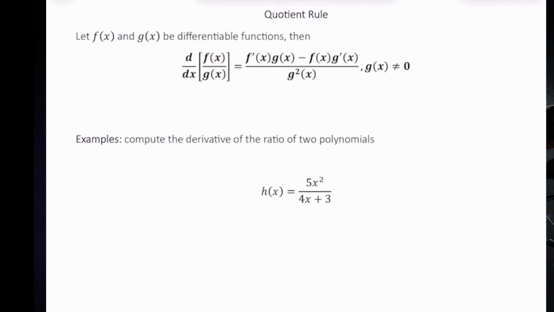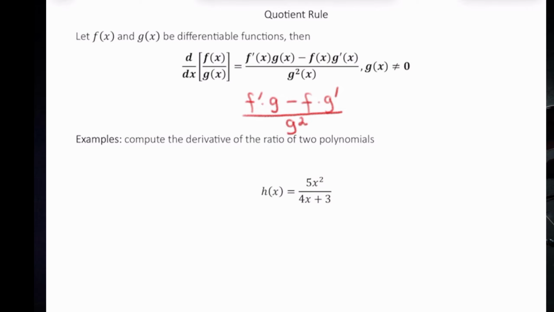We have two functions, f and g. They are differentiable functions such that the function in the denominator is not equal to 0. Then, to compute the derivative of the quotient, we do the following. It is f prime times g minus f times g prime. That's the expression in the numerator of the fraction. And then divide this by g squared.